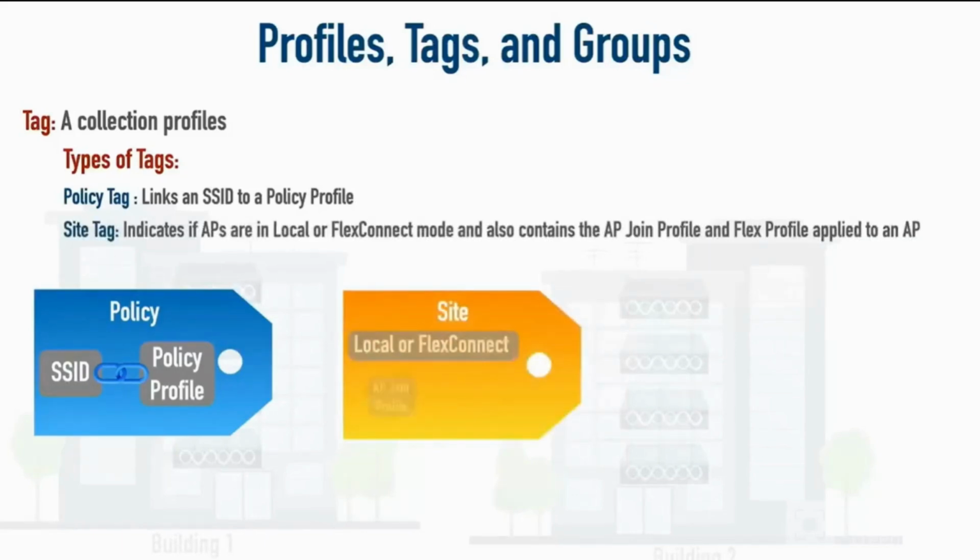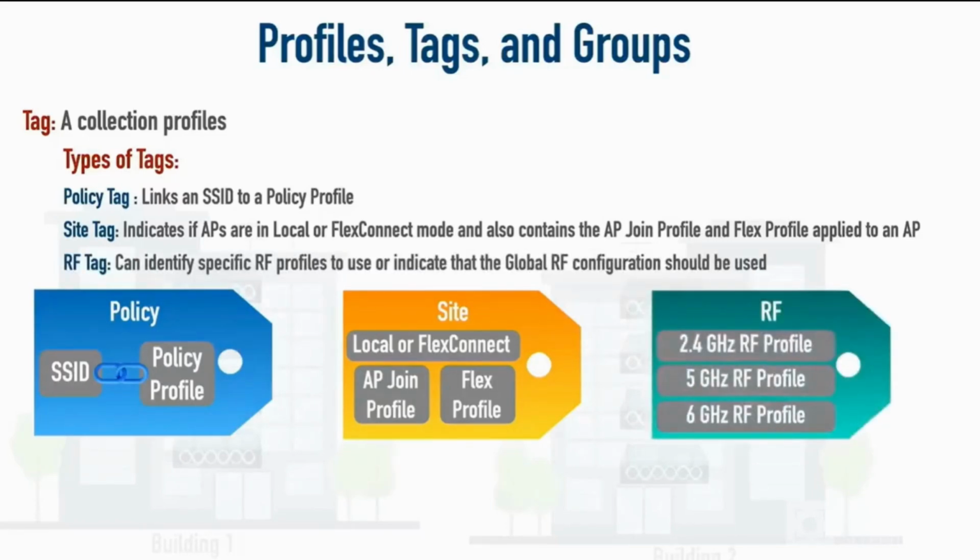Our second of 3 tags is the site tag, and that tells us whether or not an access point is being controlled with a local wireless LAN controller, that will be local mode, or if it's being controlled by a wireless LAN controller at another site, running in FlexConnect mode. And this site tag also contains the AP join profile and the Flex profile that might be applied to an AP. And finally, we have the RF tag, the radio frequency tag. This can be used to specify what bands of frequencies we're using, as well as some of the settings within those bands. And what we can do is take a set of tags and apply them to an access point.